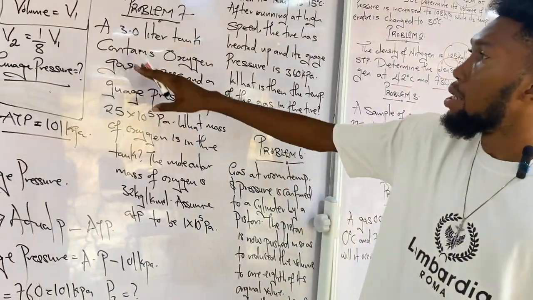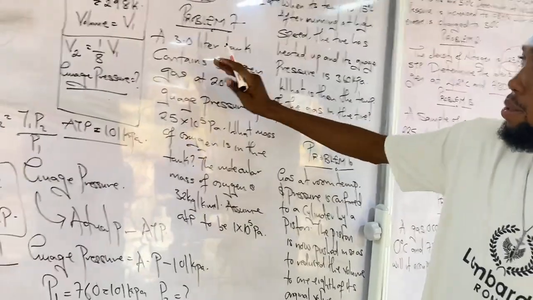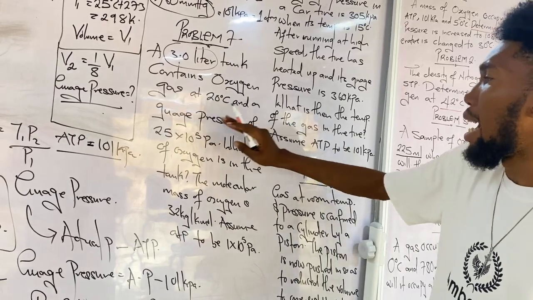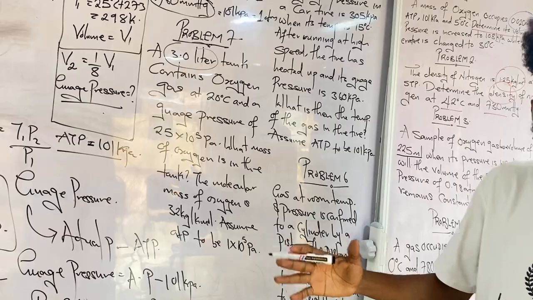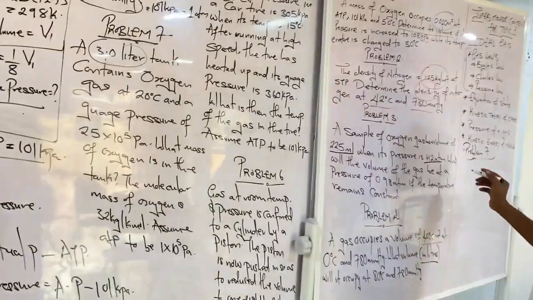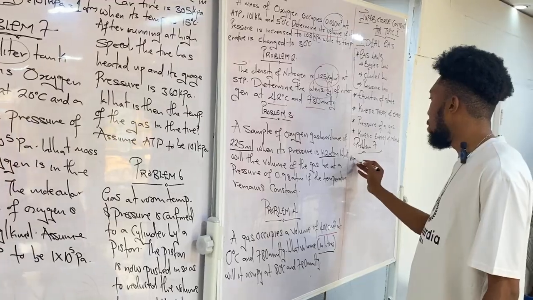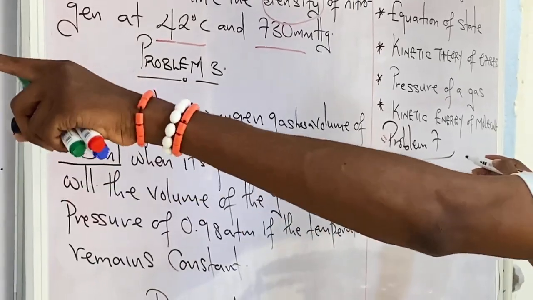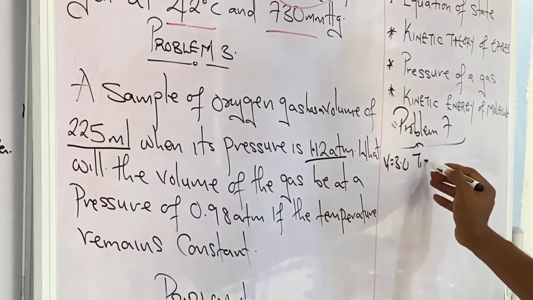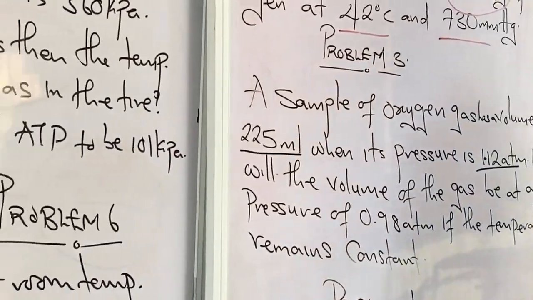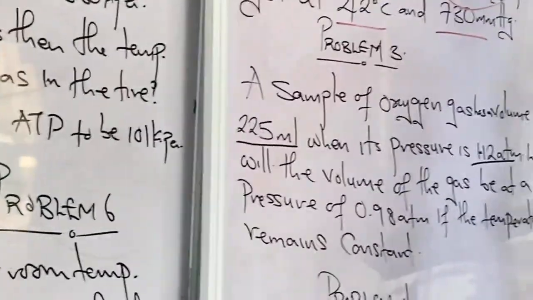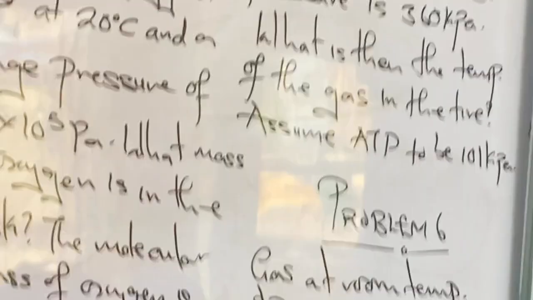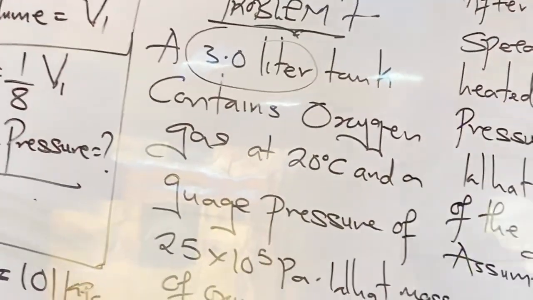So there now we have, they said a 3-liter tank, that is the volume, contains oxygen gas at 20 degrees Celsius and a gauge pressure of, you see they are now working with this gauge pressure thing so much, so you need to be used to it. So volume is 3 liters, let's call it V1, and T1 is 20 degrees Celsius. What did I tell you about anything degrees Celsius? We need to convert it immediately so that we don't forget. So that's 293 Kelvin.